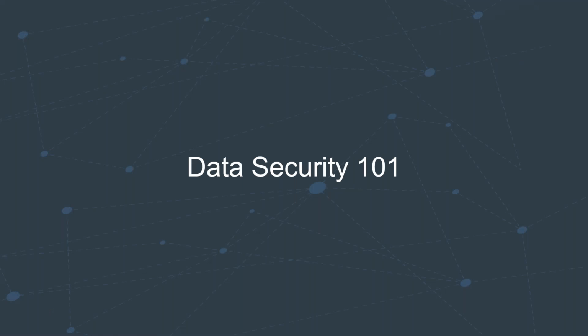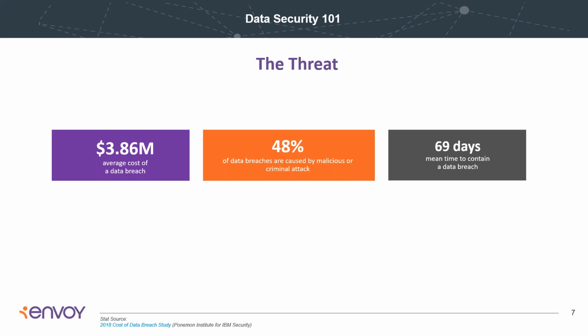Starting with Data Security 101. I'd just like to set the scene a little bit and talk about the threat that's out there. These stats are from a recent report, the 2018 Cost of Data Breach Study, a joint research study from IBM Security and Ponemon Institute. 48% of data breaches are caused by malicious or criminal attack, and the average cost of a data breach is approximately $3.86 million. The mean time to contain a data breach is 69 days.